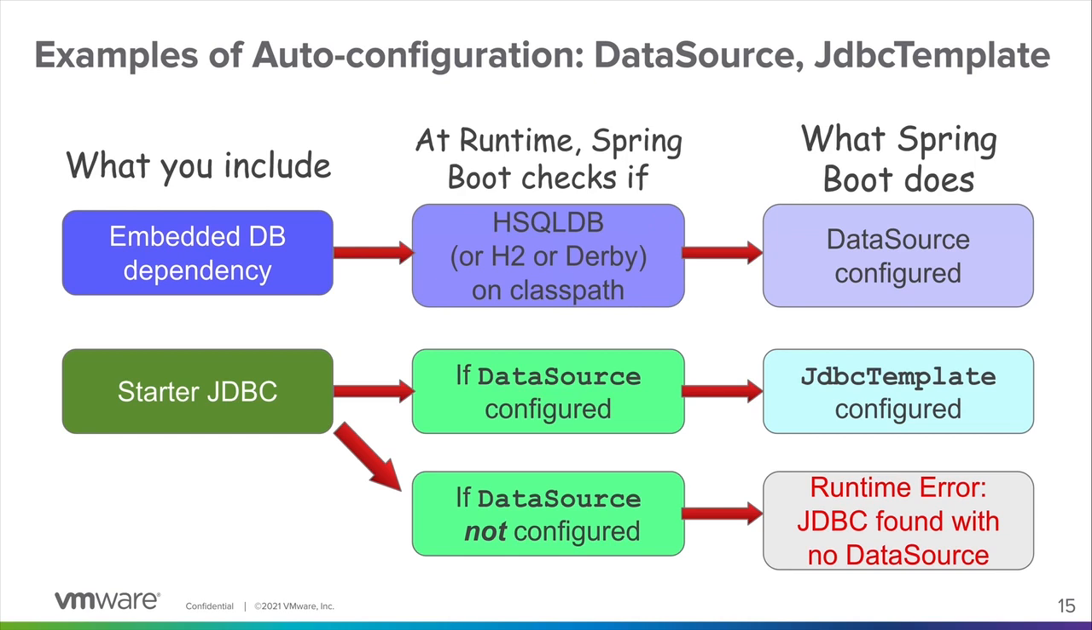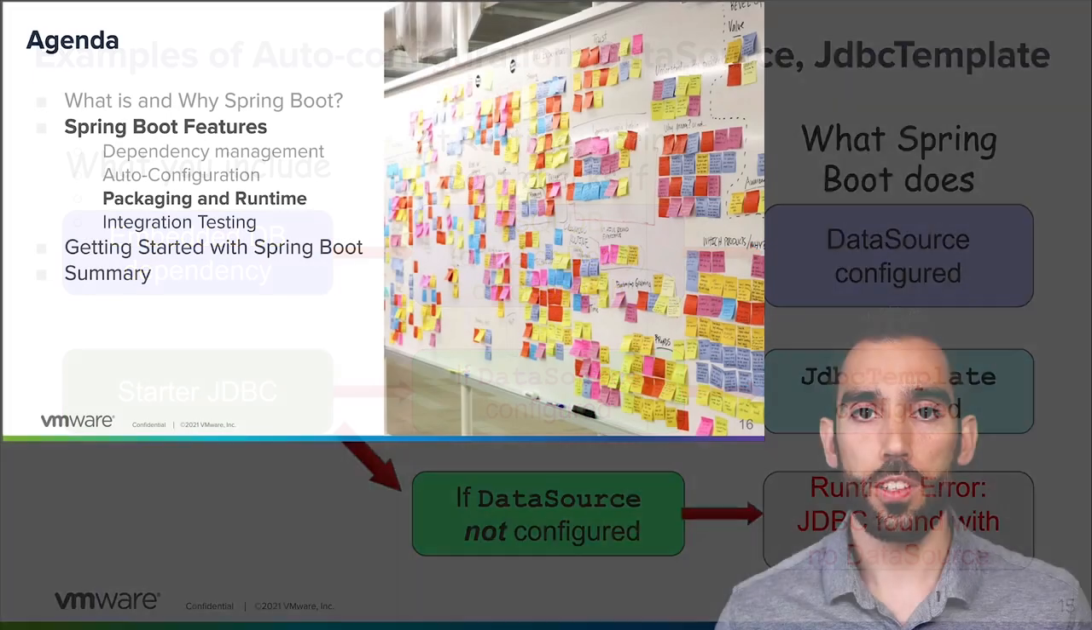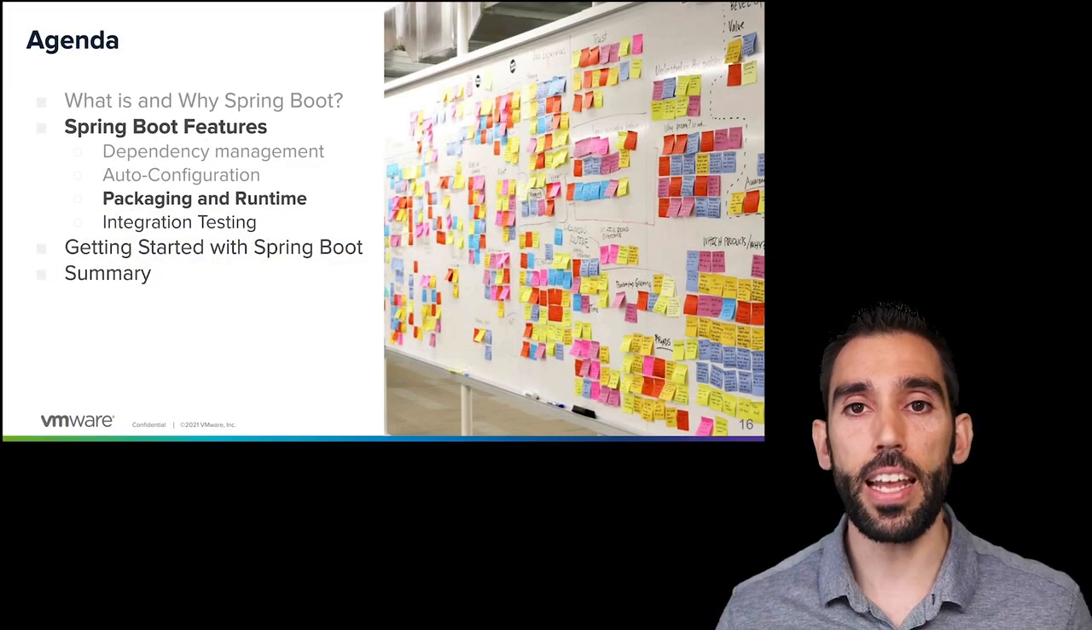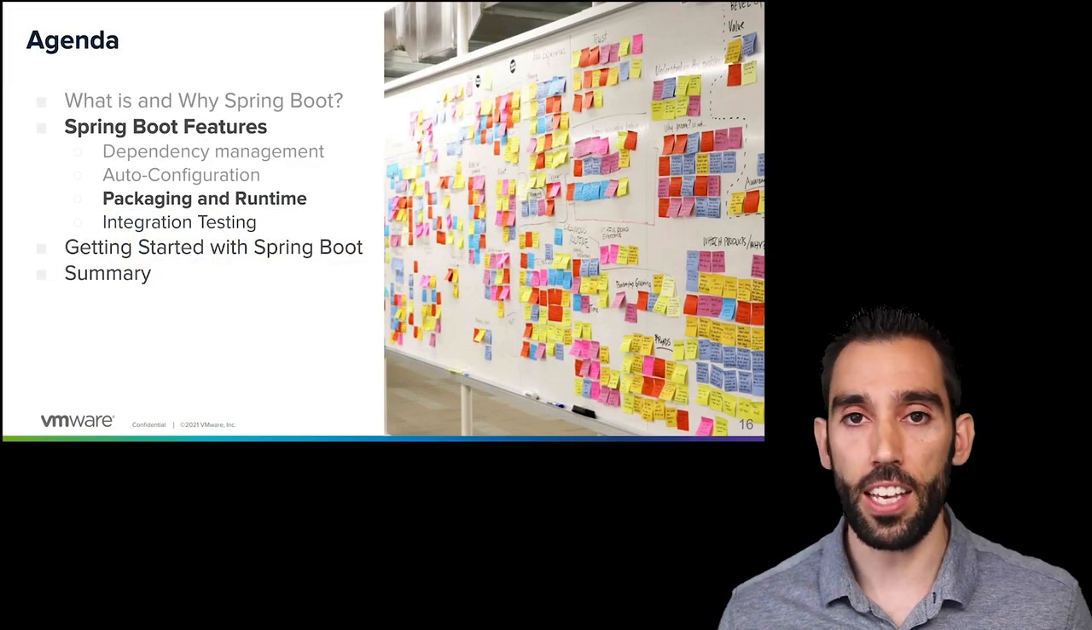Spring Boot will complain and will say, hey, I wanted to configure a JdbcTemplate, but you don't have a data source. Please give me a data source or let me auto-configure a data source. So this is how auto configuration works. In the next module, we'll focus on packaging and integration testing.